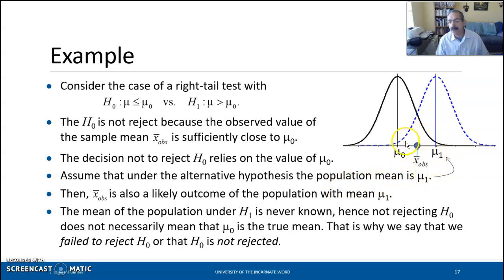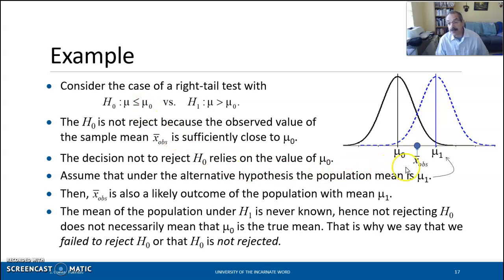Well, you see that the observed value of the statistic is close to mu sub 1, so you may decide that actually mu sub 1 is a correct decision. That is, we reject the null hypothesis.